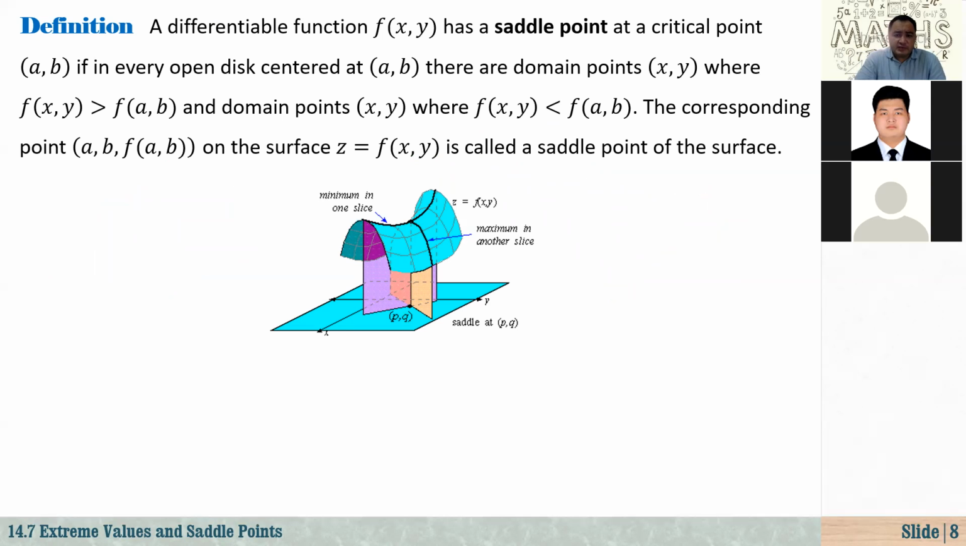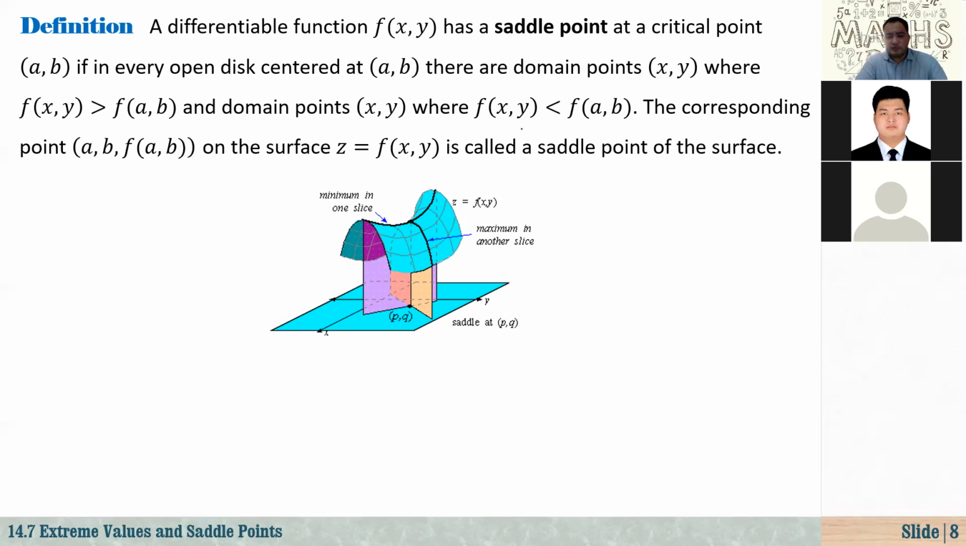Now let's give the definition of a saddle point. A differentiable function f has a saddle point at a critical point (a, b) if in every open disk centered at (a, b), there are domain points (x, y) where f(x, y) is greater than f(a, b), and domain points (x, y) where f(x, y) is less than f(a, b). Which means that there's no local maximum or minimum there. So that's the definition of a saddle point.